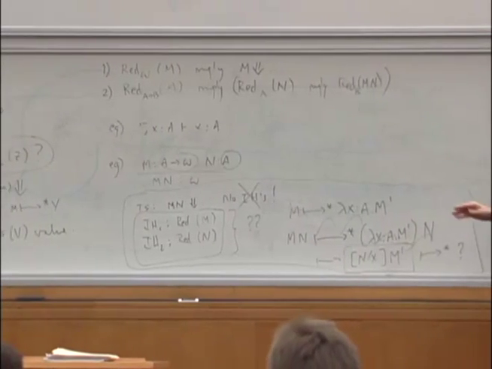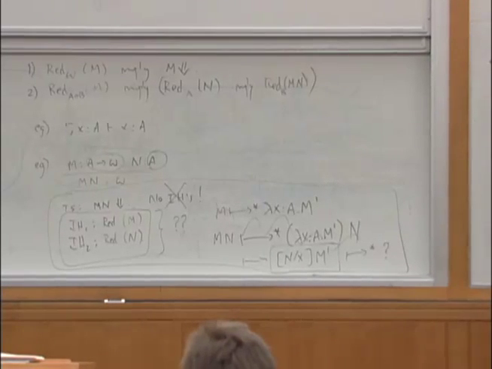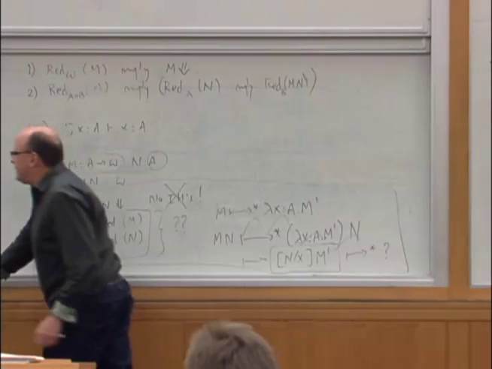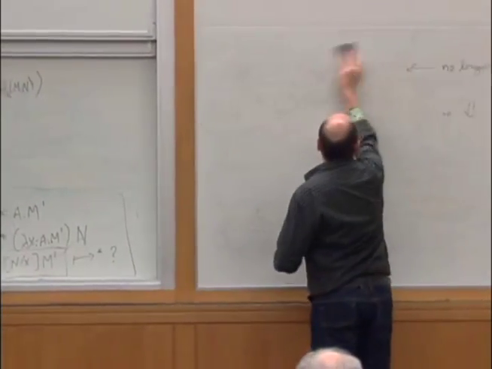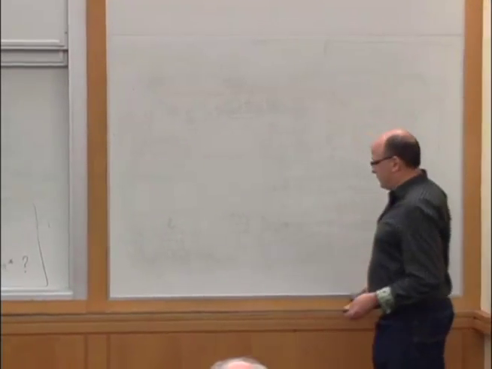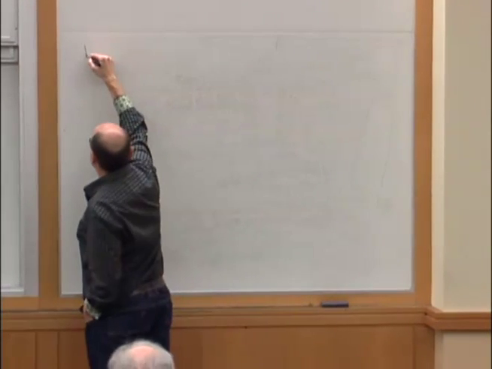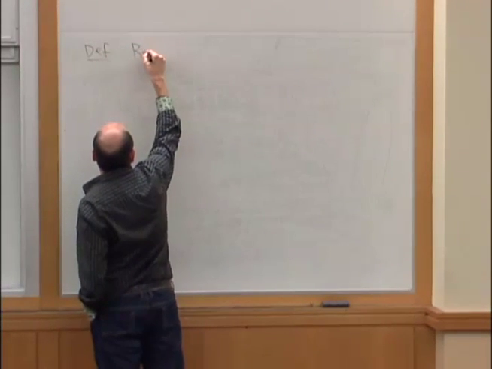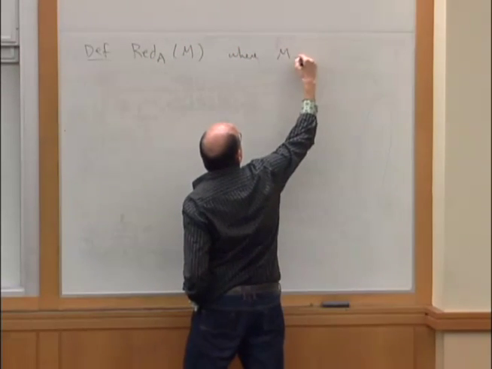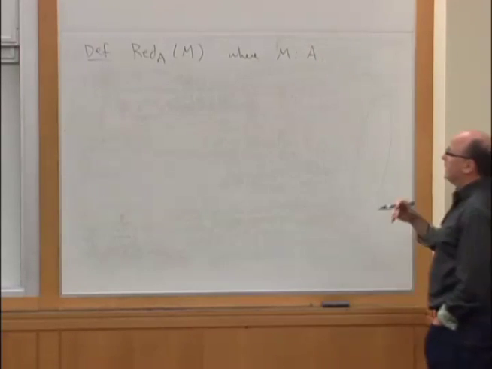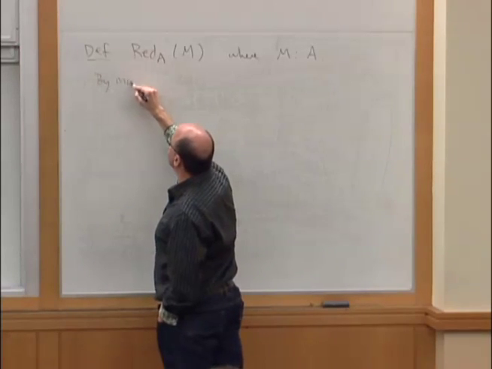So what I'm going to do now is write down a definition that is motivated by what I have here. The crucial idea, which I said before about logical relations, is that I'm going to associate a relation, this is called reducibility, with a type. So I'm going to define a mapping. I'm going to have a definition: reducibility at A of M, where M is a closed term of type A. And it's going to be defined by induction on the structure of A.